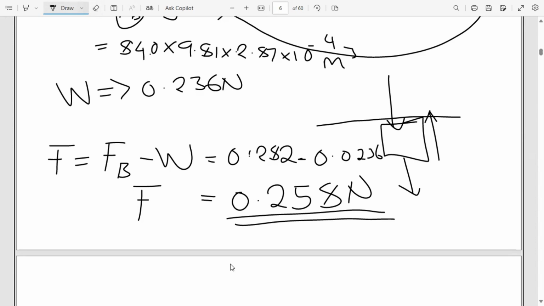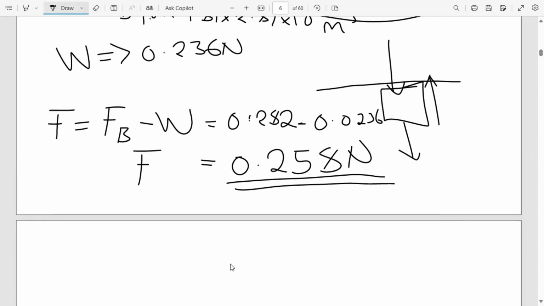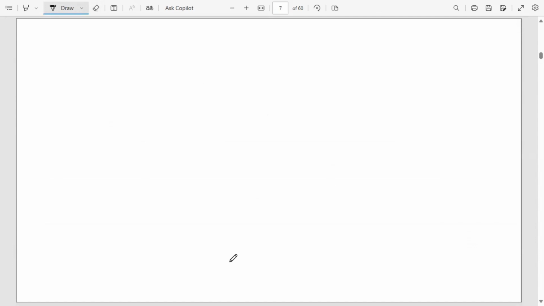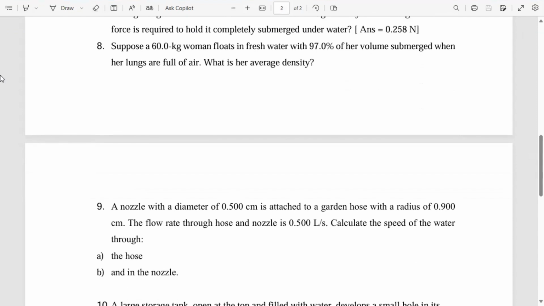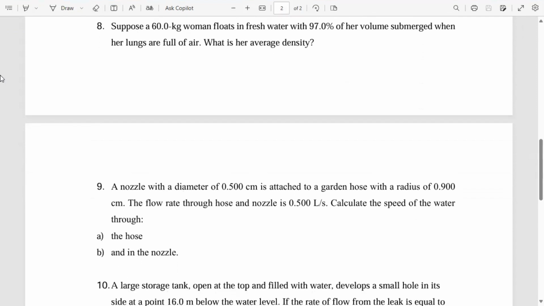So if we reach this part, that means we've completely answered question 7, and we can now move on to question 8. So let's look at what question 8 is saying. Suppose a 60 kg woman floats in fresh water with 97% of her volume submerged when her lungs are full of air. What is her average density?